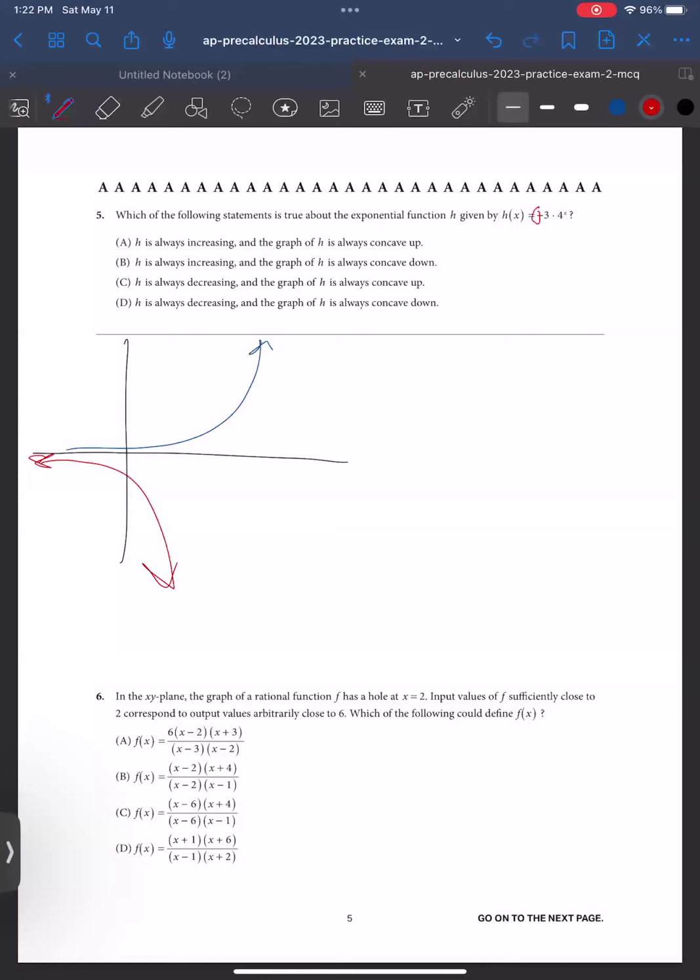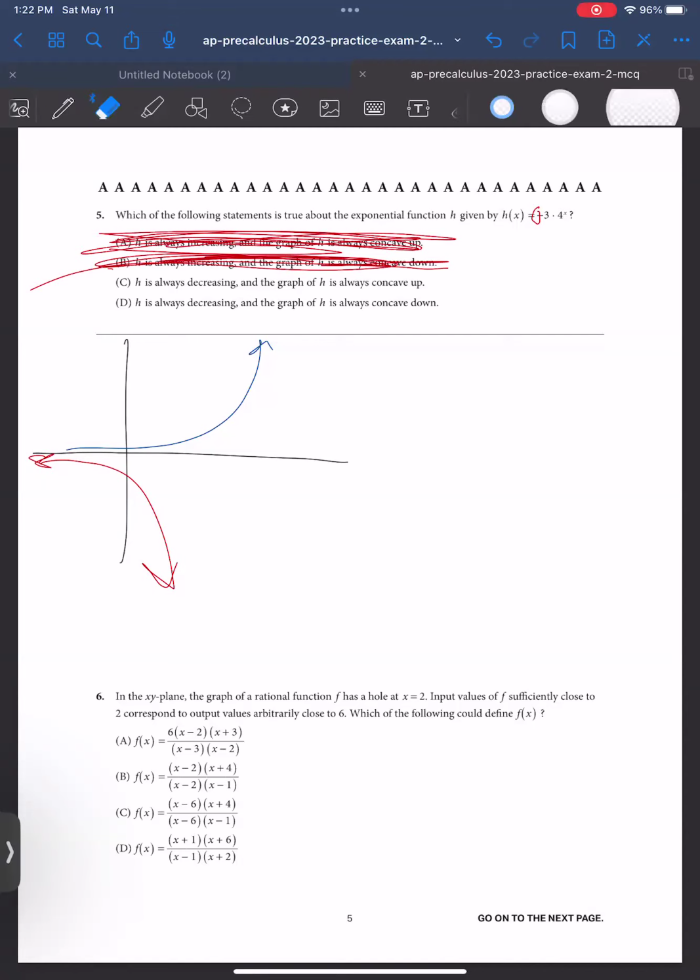Now let me look through my answer options and see which one makes the most sense. So you can eliminate A and C, because it says h is always increasing. Well, that's not true. Although it's concave down, it is not increasing. So h is always decreasing. So yes. And then it's either D, concave up or down, and it is D because it is always concave. Genius.